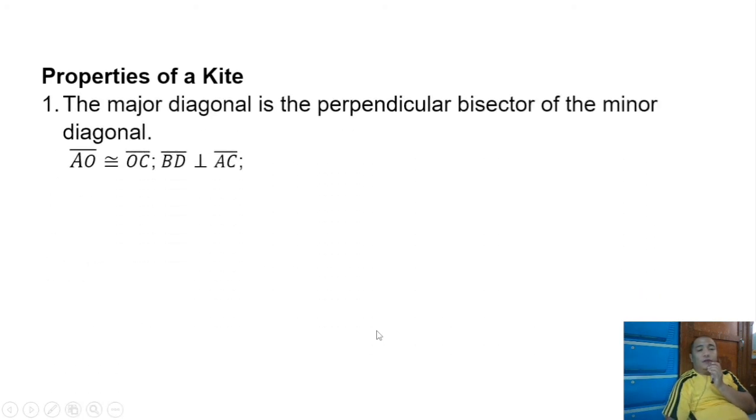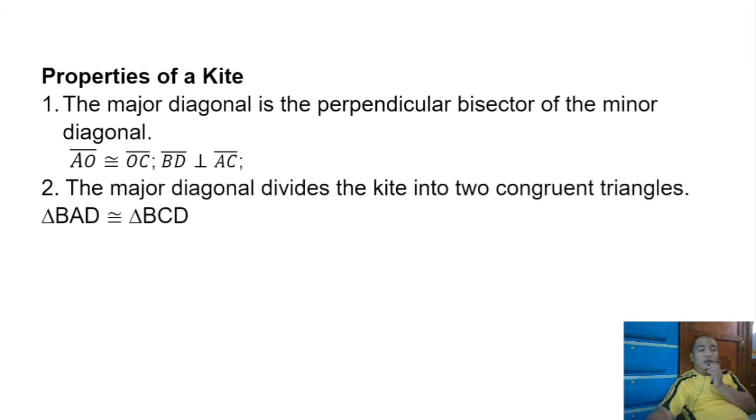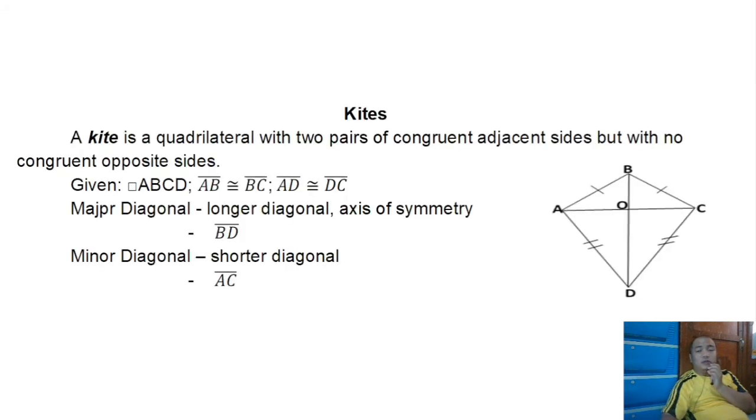Now let's go to the properties of a kite. The major diagonal is the perpendicular bisector of the minor diagonal. Here, BD is the perpendicular bisector of AC because it bisects AC at point O. That means AO is equal to OC. At the same time, AC is perpendicular to BD. They form four right angles.